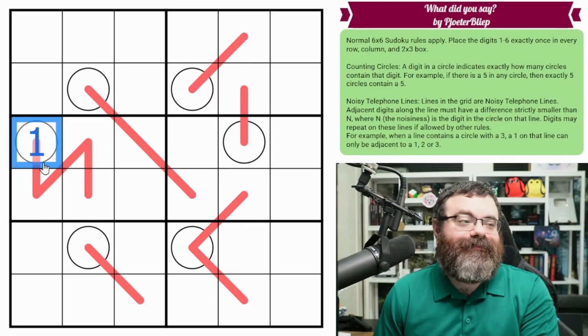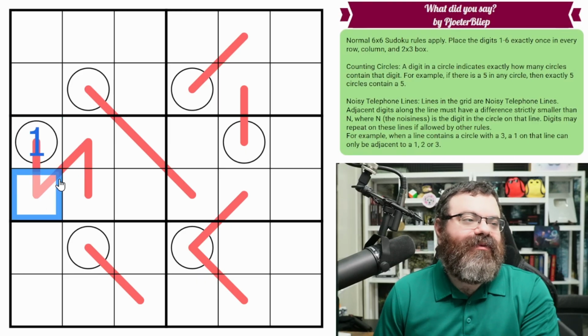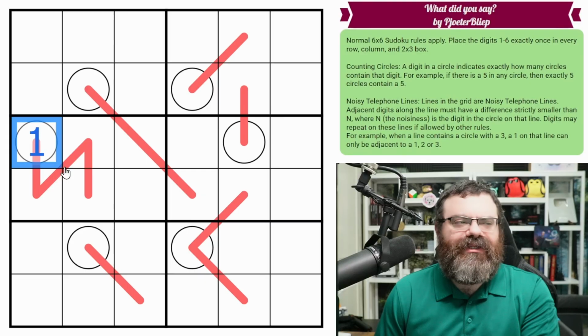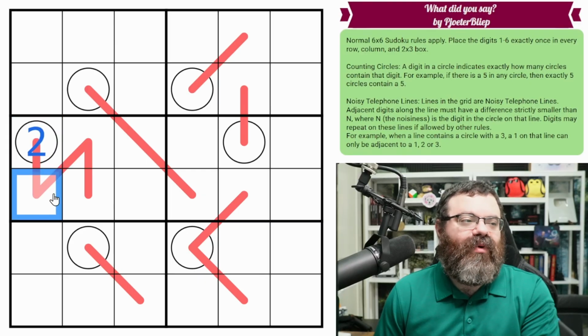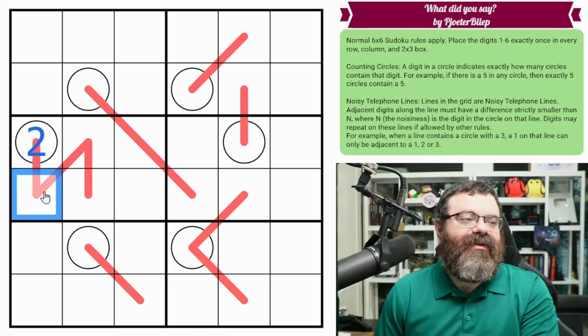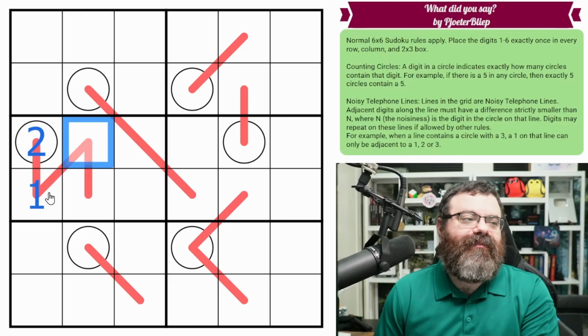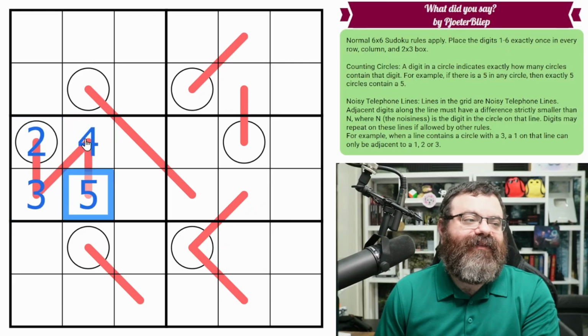Obviously, this isn't a 1, because if it was a 1, these would all be 1s. If it was a 2, then I just need to have a difference of at most 1. So I think I'd have to go upwards. I think I'd have to go 3, 4, 5. So if I tried to go down, I can't jump past the 2 to 3. This would have a difference of 2, which is not allowed. So I'd have to go 2, 3, 4, 5. That would be an option.